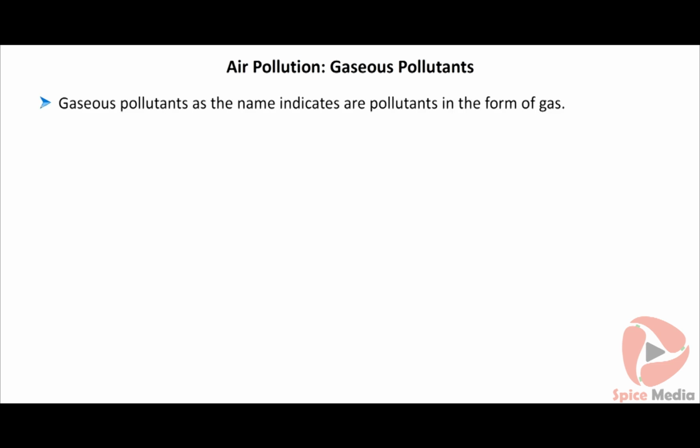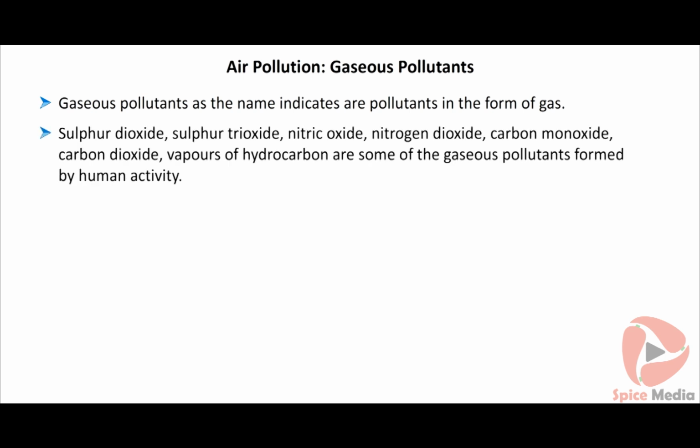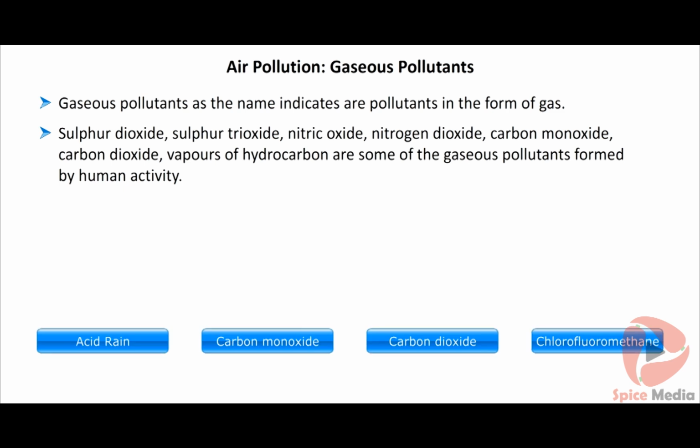Gaseous pollutants, as the name indicates, are pollutants in the form of gas. Sulfur dioxide, sulfur trioxide, nitric oxide, nitrogen dioxide, carbon monoxide, carbon dioxide, vapors of hydrocarbon are some of the gaseous pollutants formed by human activity. Click on each text box to know more about the gaseous pollutants.